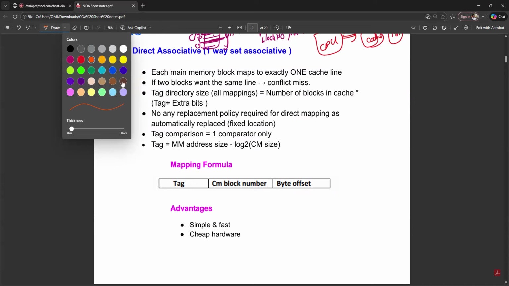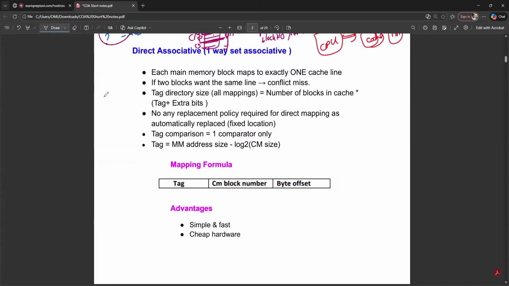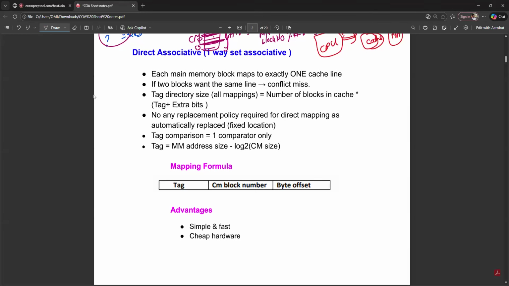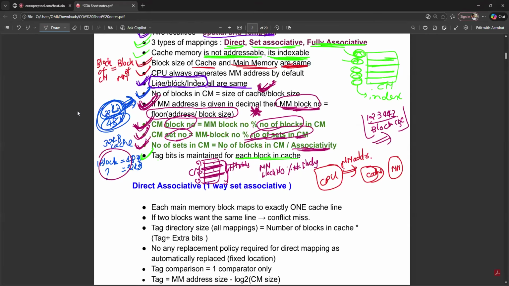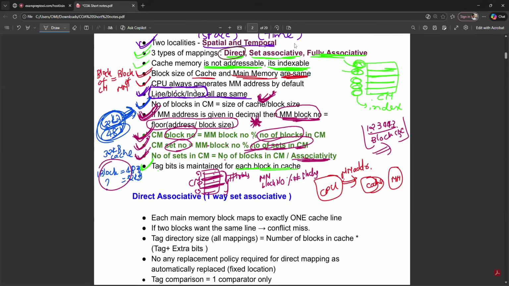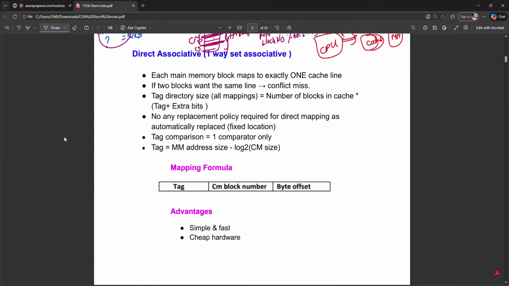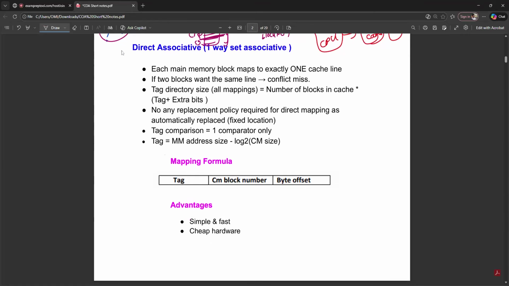I am using different colors to make it interesting. There are three types of mapping: direct mapping, set associative, and fully associative. The first one is direct mapping. What is direct mapping? It is one-way set associative.